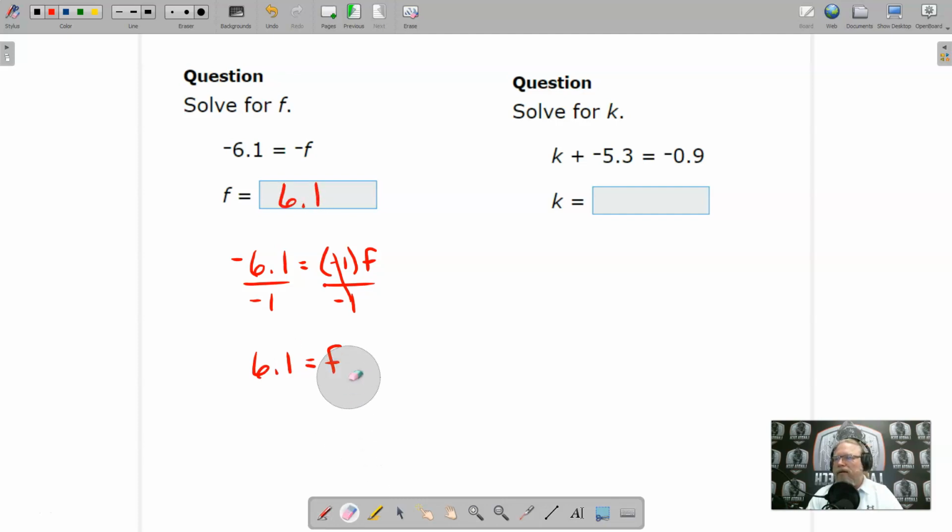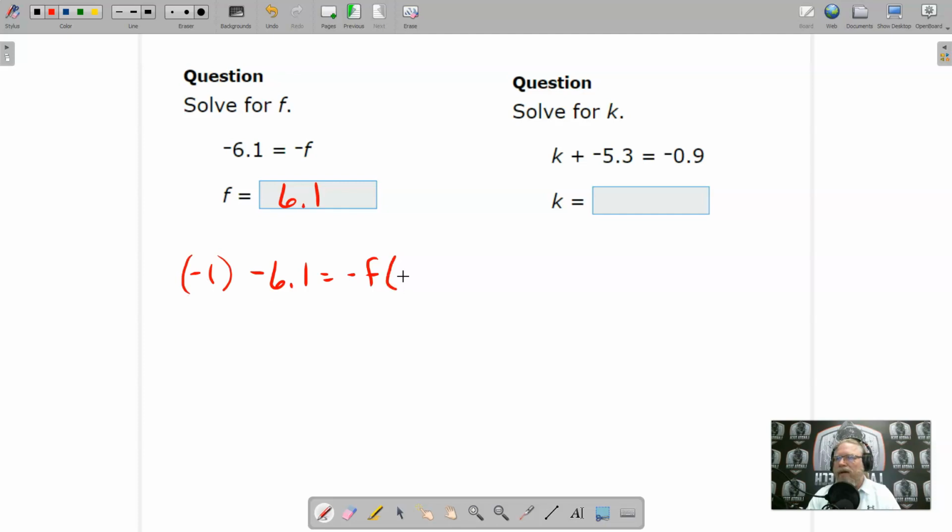Now another way to do this, and I like to think of it instead of dividing by 1, I like to think of it as multiplying by negative 1. So let's see how that works. If I multiply negative 1 times negative 6.1, and I multiply negative f by negative 1, then negative f times negative 1 is going to be positive f. Negative 1 times negative 6.1 is going to be a positive 6.1.